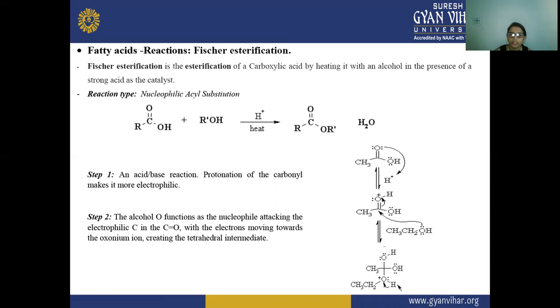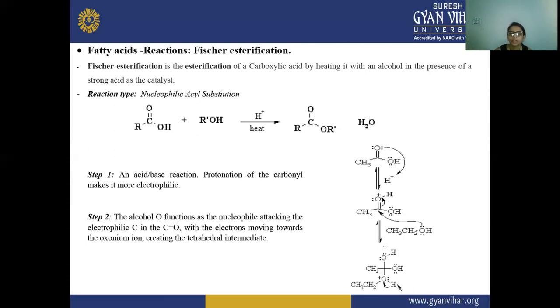In this reaction, nucleophilic acyl substitution, you will see RCOOH plus ROH. RCOOH is your carboxylic acid because it has the functional group COOH, plus ROH, which is your alcohol because it has the functional group OH. We heat it in the presence of an acid catalyst, H positive, and there is a formation of the ester, RCOOR, and the water molecule is removed.